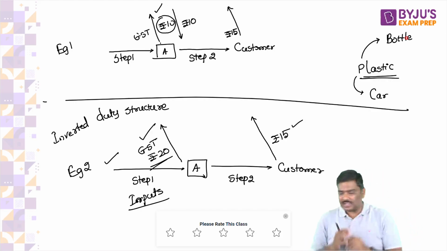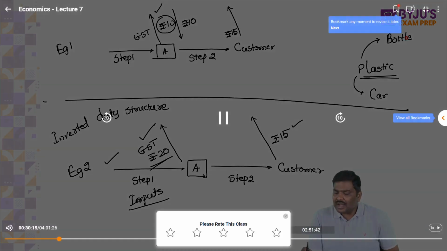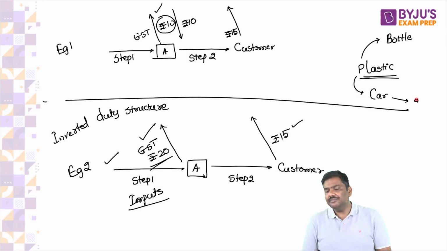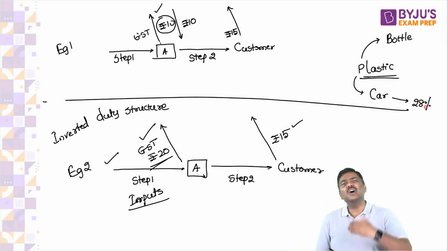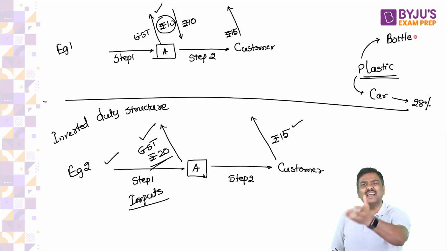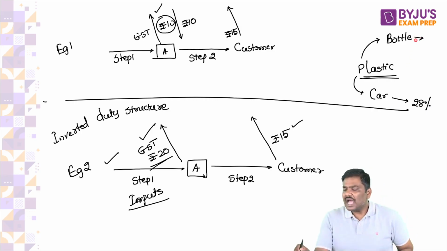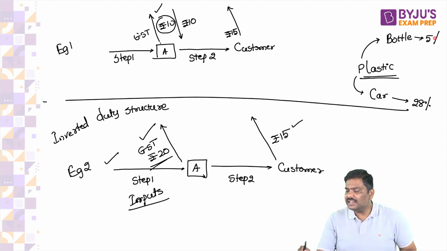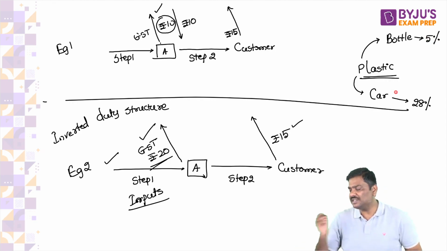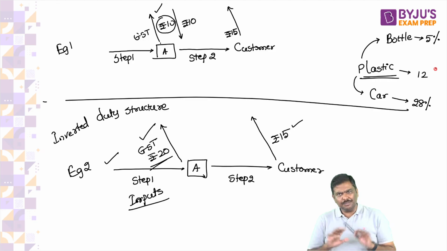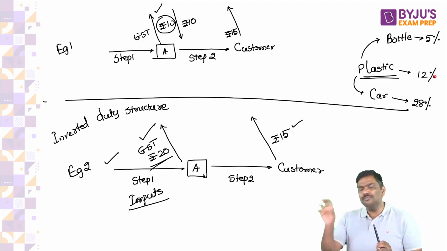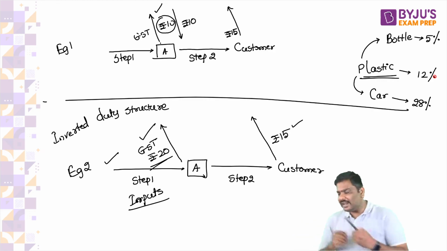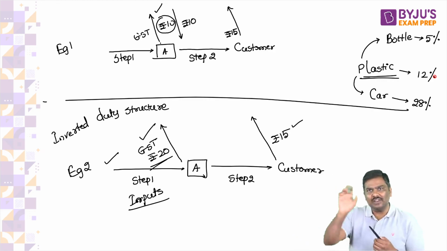Now have a look at the next point. In case of car, the GST rate applicable could be 28%. In case of a bottle, because the government will say a bottle is consumed by the common man, I will impose a GST rate of 5%. And in case of plastic, they will impose a GST rate of 12%. Simple. In car, they will impose 28%. In case of bottle, they will impose 5%.